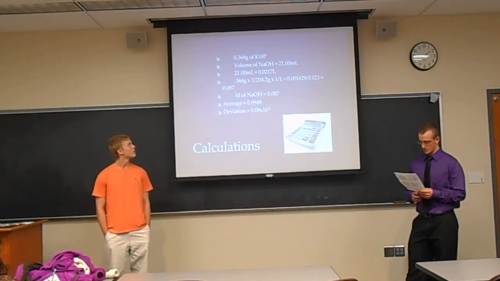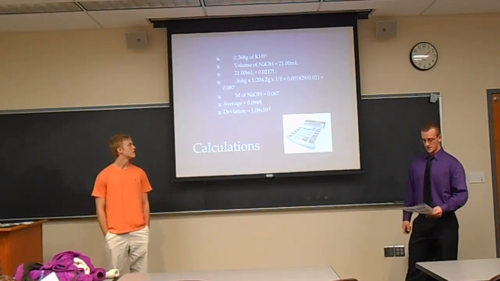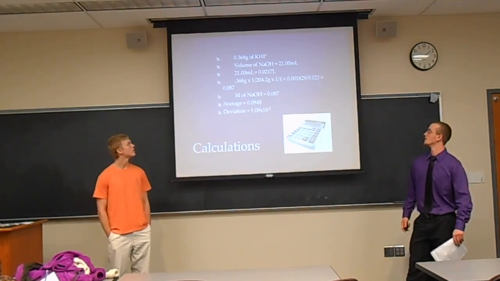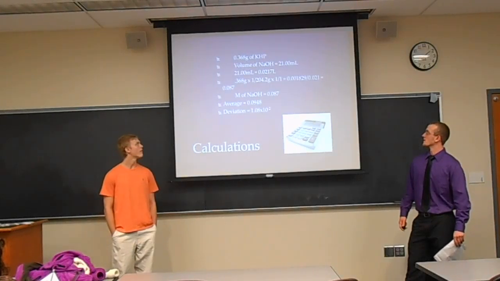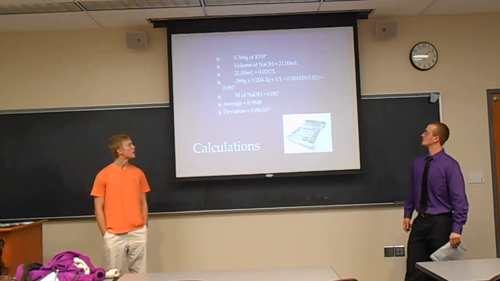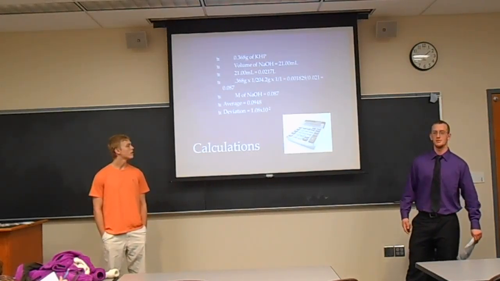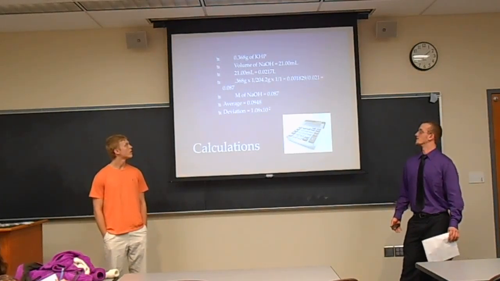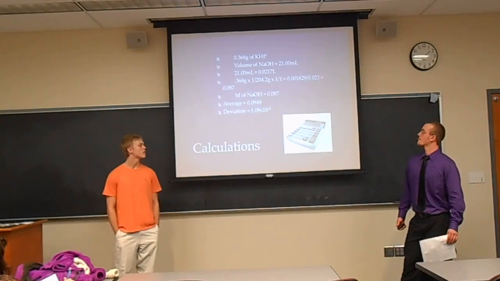So here we have our calculations from the reaction. The mass of KHP was 0.368 grams, and the volume of NaOH stated there is 21 milliliters. So 21 milliliters was put into liters. I think that's a typo right there. That should be 0.0210. Because you have to put it in liters to find the molarity.